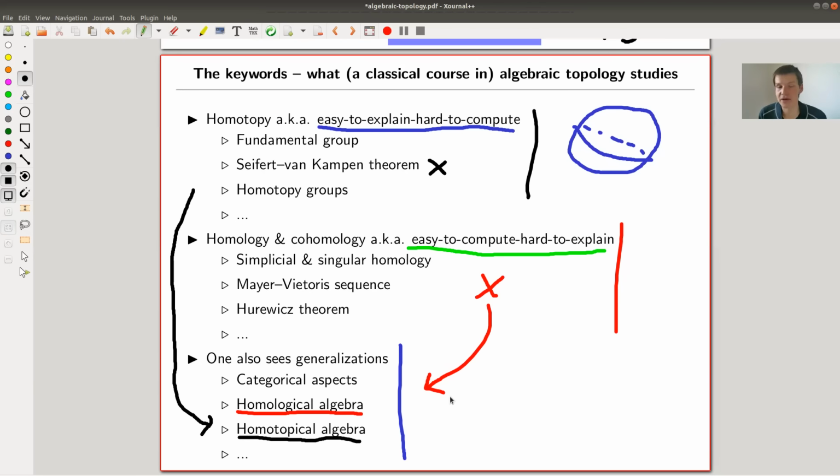So in a class on algebraic topology, what you should see are those two different aspects of translating topology to algebra. The first one is more about groups. The second one is more about vector spaces, if you want. And then certain generalizations of it, like statements that are actually more part of real algebra, in the sense that they are part of homological or homotopical algebra.